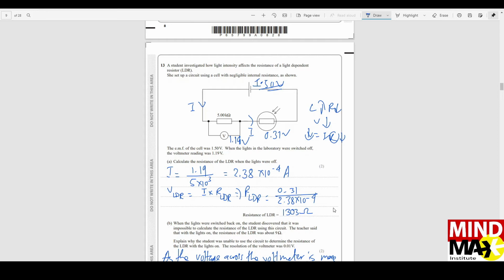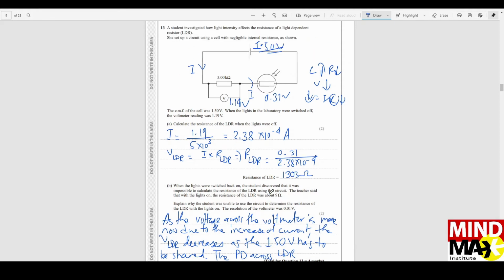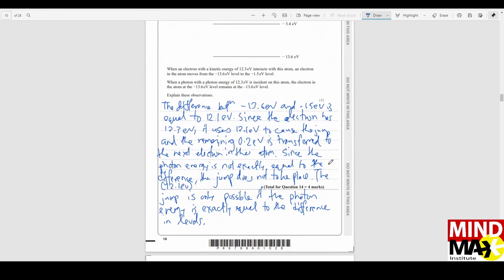Now, because the resistance fell, that means the voltage would fall. That's what I wrote. The voltmeter is only capable of reading up to 0.01 volts. So because of this low resistance, the voltage of the LDR fell to such a small amount that it was even less than 0.01. That is why you couldn't read it using the voltmeter that we have, right? So that's what I wrote. As the voltage across the voltmeter is more now due to the increase of current, the V LDR decreases as the 1.5 volt has to be shared. The PD across the LDR becomes less than 0.01 volt, which is why you cannot read it.